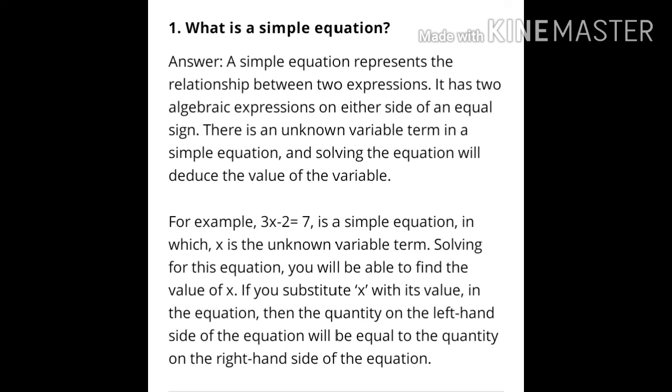There is an unknown variable term in a simple equation, and solving the equation will deduce the value of the variable. For example, 3x minus 2 is equal to 7 is a simple equation in which x is the unknown variable term. Solving this equation, you will be able to find the value of x if you substitute x with its value in the equation. Then the quantity on the left hand side of the equation will be equal to the quantity on the right hand side of the equation.